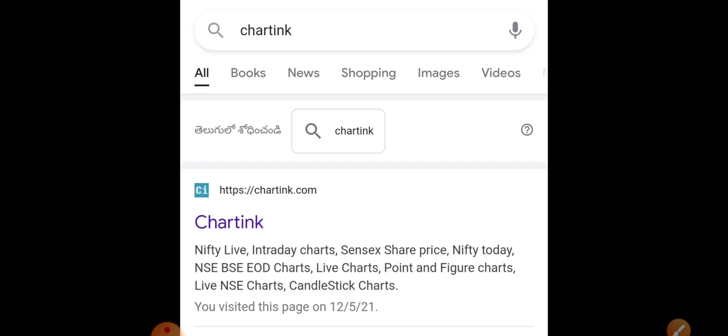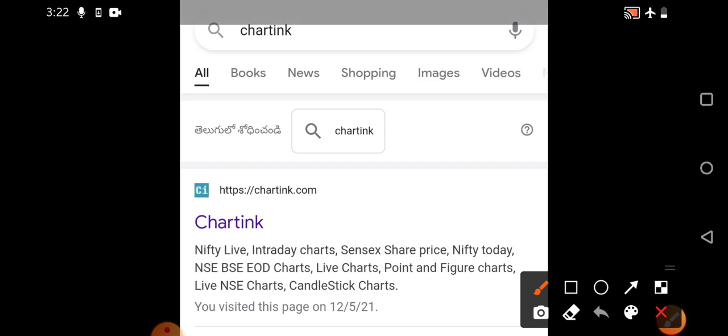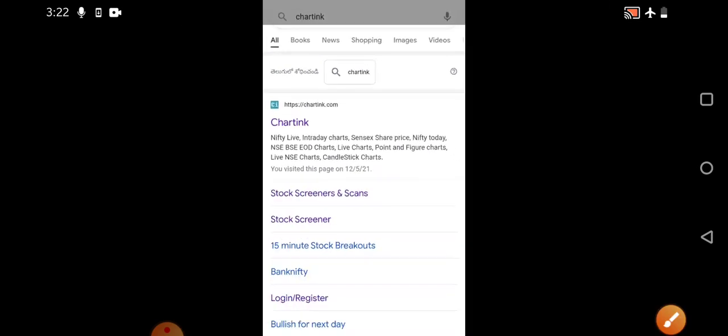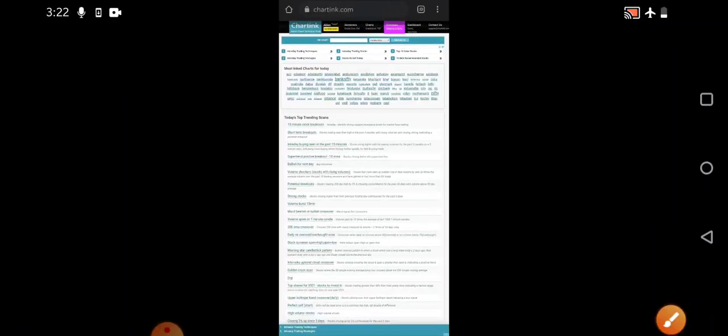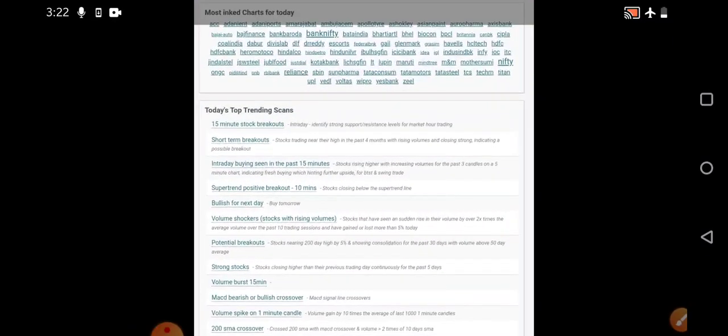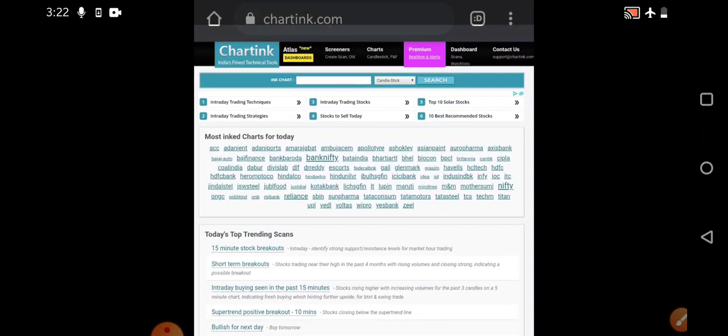Once you go to Google Chrome, directly go to the Google search and type in Charting. Once you type Charting, you'll see the first website called charting.com. Directly click on that website. You will find an interface something like this, which consists of all the stocks, and at the top you can see we have screeners, charts, dashboards. Directly go to screeners, and I'll tell you how to create the scan.